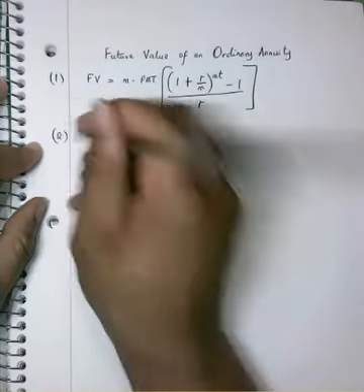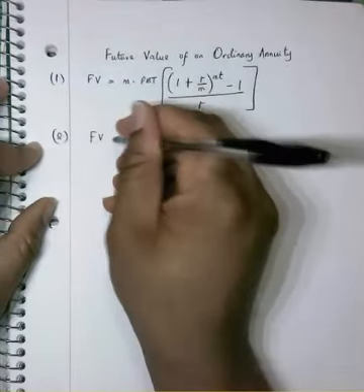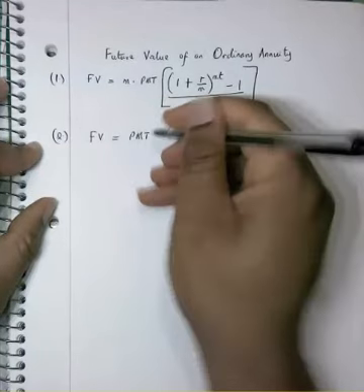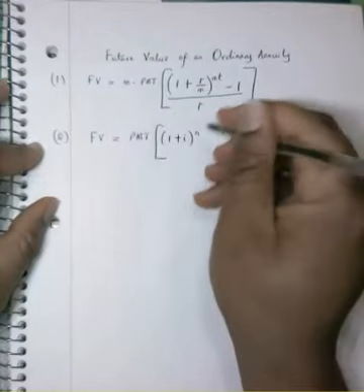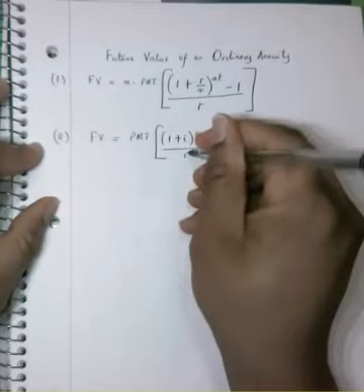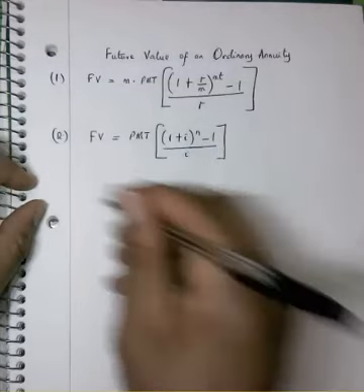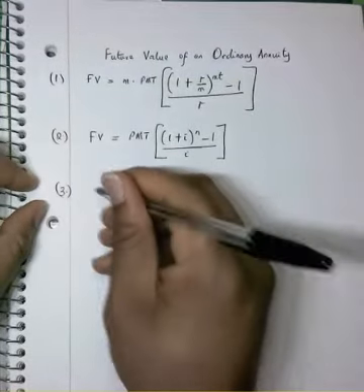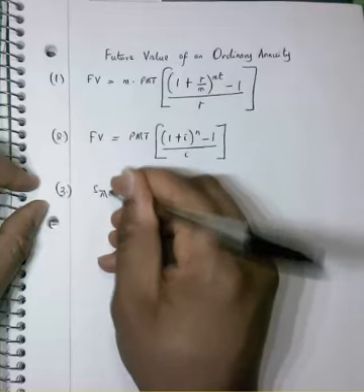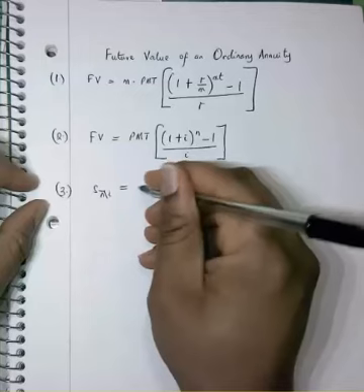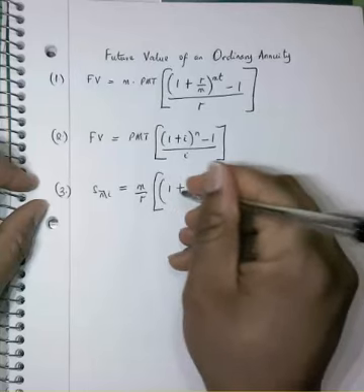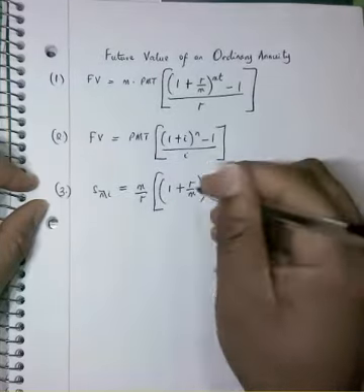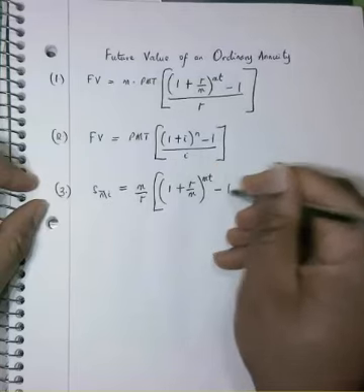The second formula that we might use, FV, is, this is the formula you see in most textbooks, this second one, 1 plus I exponent N minus 1 over I. But I prefer using the first one, it's easier. The third one, S angle N at I is equal to M over R times 1 plus R over M exponent MT minus 1.